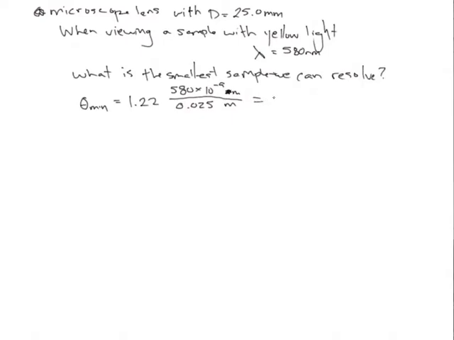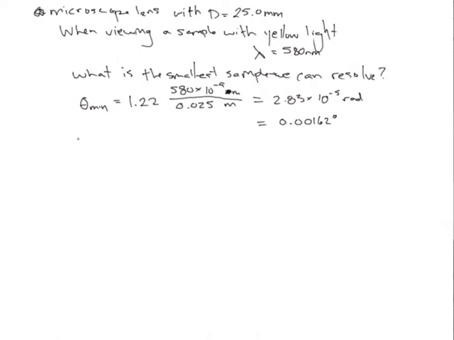So in this case, 2.83 times 10 to the minus 5 radians. Again, our angle here works out in radians, and that is 0.00162 degrees. So that is our angular resolution.